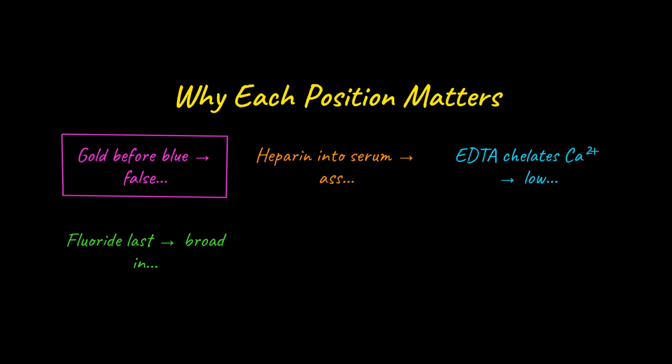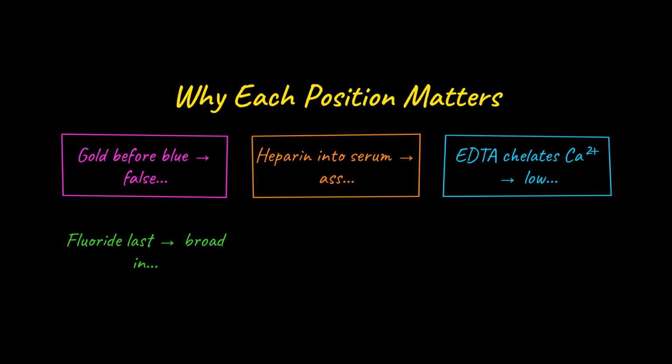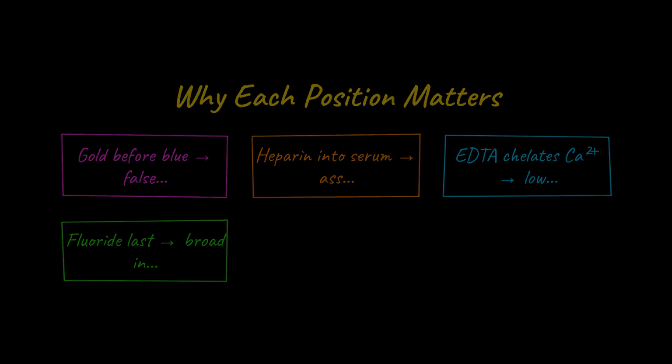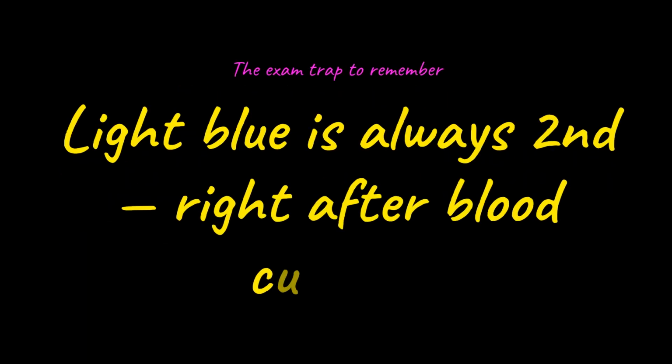Drawing the gold tube before light blue introduces clot activator. Heparin carryover into serum tubes disrupts chemistry assays. EDTA chelates calcium and can falsely elevate potassium. Fluoride and oxalate go last because their interference potential is the broadest. The most common exam mistake is placing the citrate tube somewhere in the middle of the sequence. Its extreme sensitivity to clot activator contamination makes it the first non-sterile tube drawn. Light blue always second, always immediately after blood cultures.